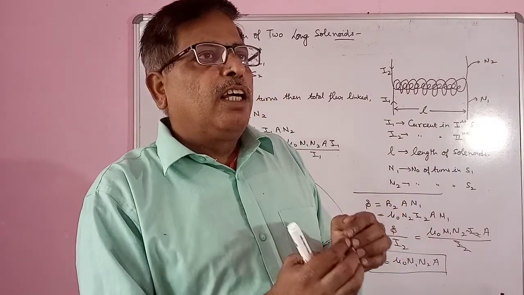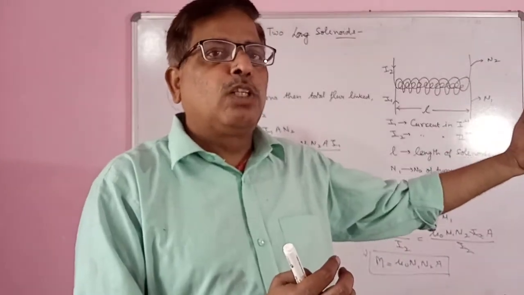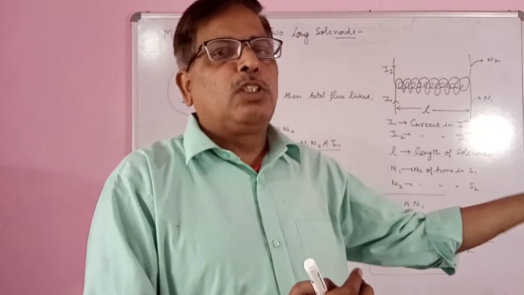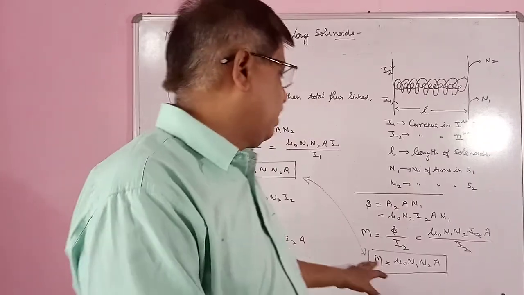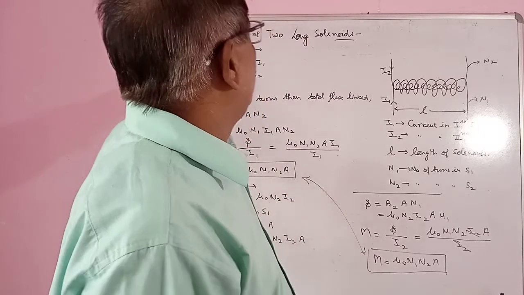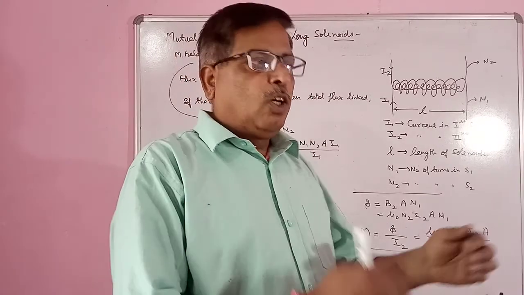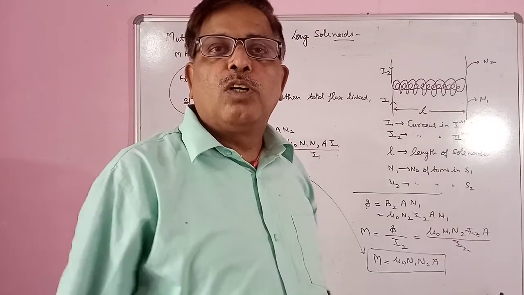जितना इंडक्शन पहली कॉइल दूसरी पर प्रोड्यूस करेगी उतना ही सेम इंडक्शन दूसरी कॉइल पहली पर प्रोड्यूस करेगी. This is what? This is the mutual induction of two long solenoids, और दोनों का कैसा आएगा? इक्वल होगा, बराबर.